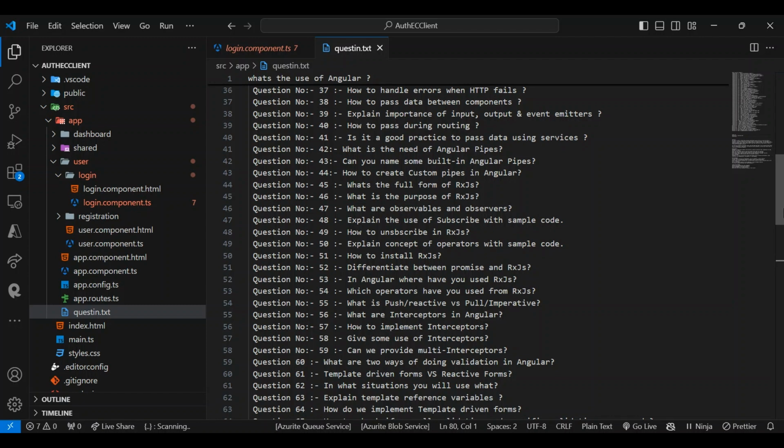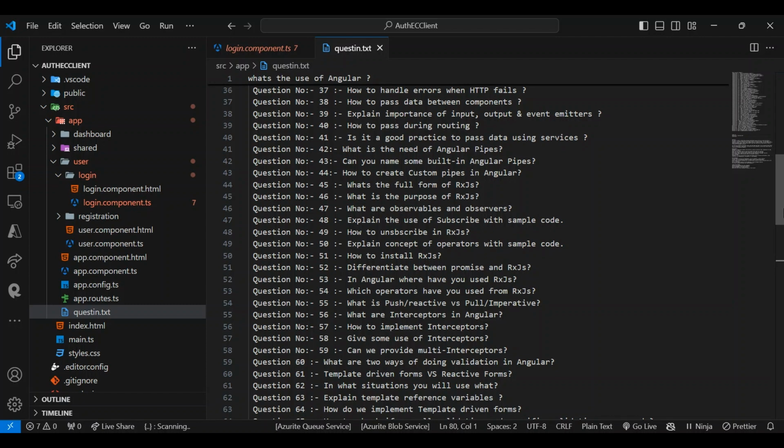If you have experience, yes or no, you can base your answer on that. Then next question they ask: what are the two ways of doing validation in Angular? You have one custom and one inbuilt. So you can give template-driven form versus reactive form.